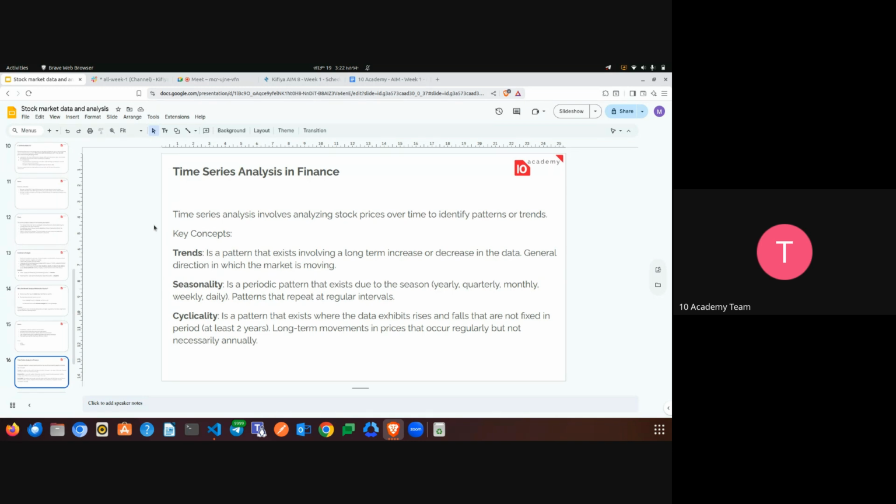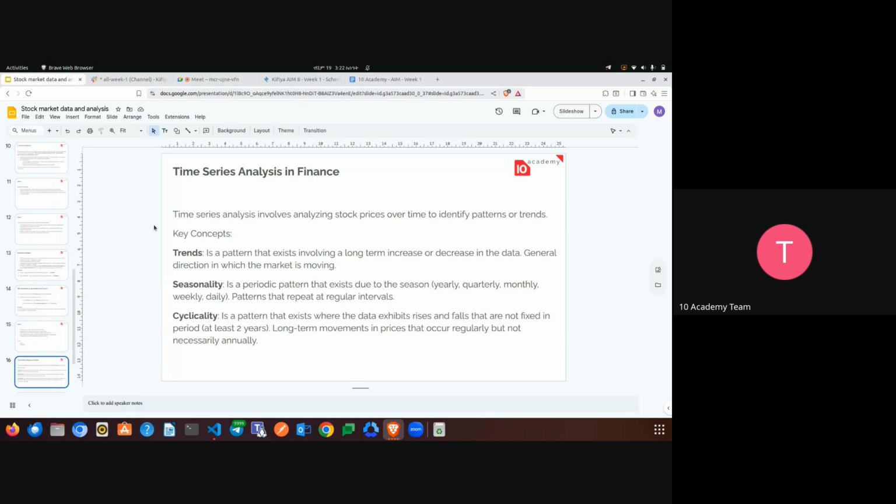And our final analysis is time series analysis, which is used in finance. Time series involves analyzing stock prices over time to identify patterns or trends. So the key concepts in time series analysis are: trend is a pattern involving a long-term increase or decrease in the data, the general direction in which the market is moving.